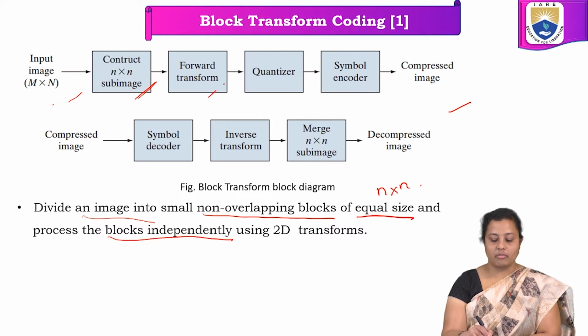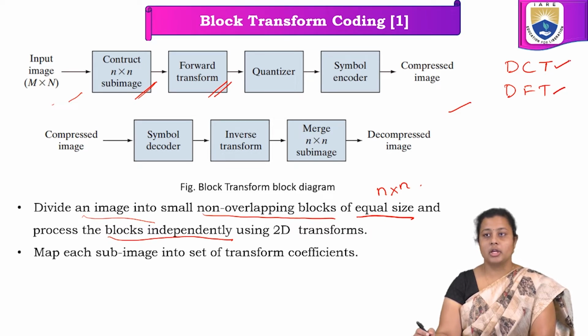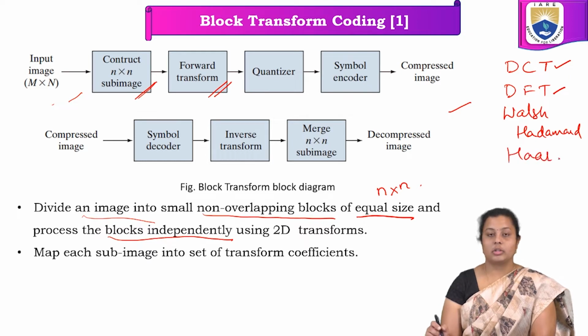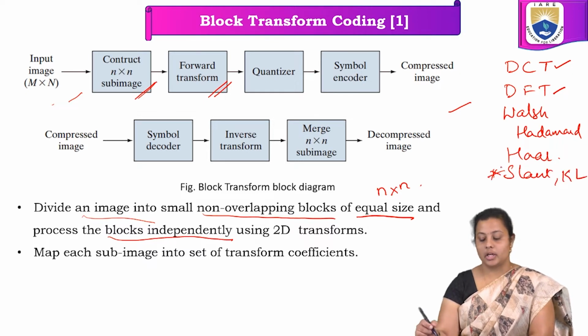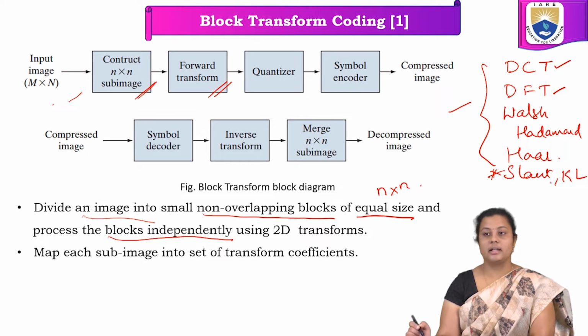Then we will perform the forward transform. The forward transforms are the image transforms which we have dealt with. We have read about DCT, the discrete cosine transform, and DFT, the discrete Fourier transform. Then we talked about Walsh-Hadamard, and we even talked about Haar. There are two others, the slant and KL transforms, which we have not dealt with, but these are important image transformations that we have talked about: DCT, DFT, Walsh-Hadamard, Haar, slant and KL.